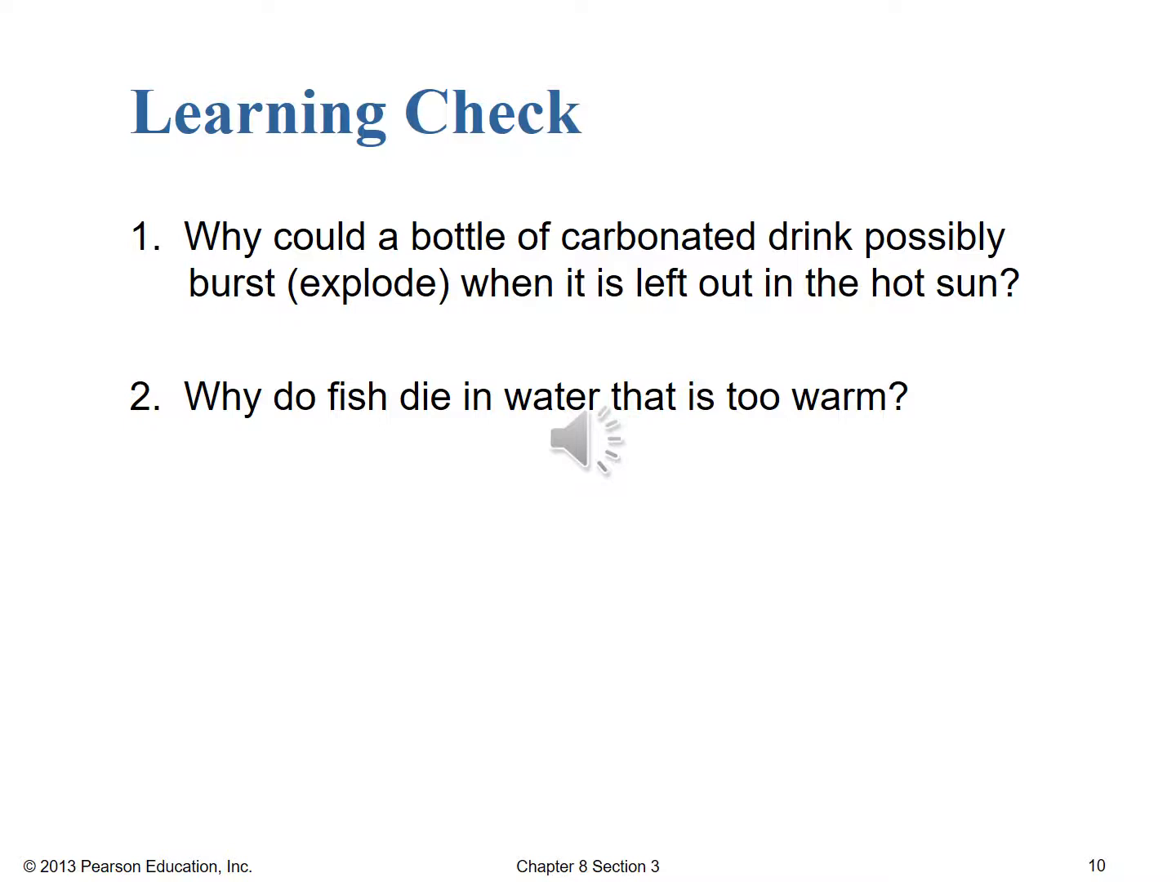The industrial heat, hot water from industry, warms the water too much and the fish die. So why might that be? Go ahead, pause the video here, take a moment to respond to each of those, and start us back up, and we'll see if you came up with the same reasons that I did for this learning check.